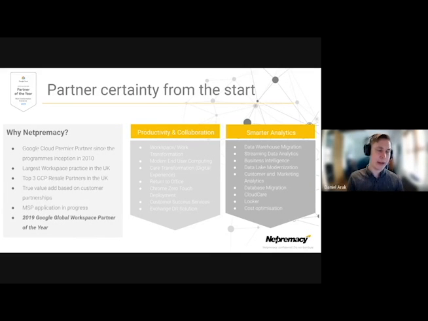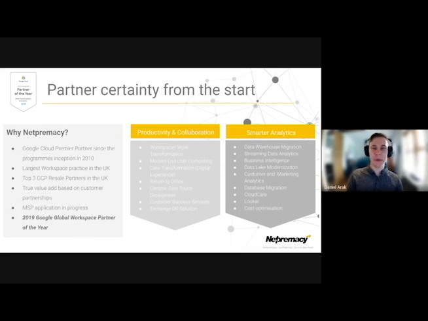The second pillar that NetPremacy focuses on is smarter analytics. That essentially means building data pipes, data warehouses, and data lakes, and really using analytics to drive business results for organizations who are looking to capitalize on the data that they hold. As a result of that, we're really proud to be one of the top 3 GCP reseller partners in the UK. And we're also really excited about our recent partnership with Looker, which shows that we're on that next stage of developing our smarter analytics division.